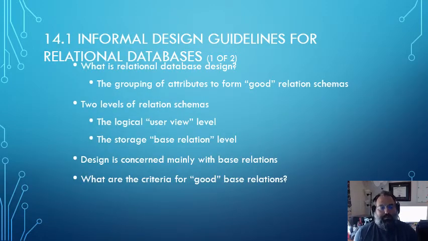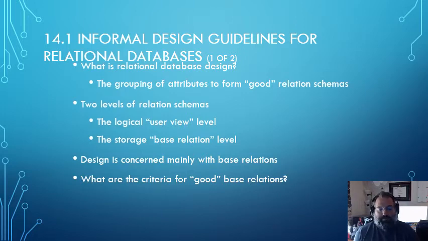14.1 is about informal design guidelines for relational databases. So what is a relational database design? It's basically the grouping of attributes to form a good relational schema. There are two levels of relational schemas: the logical, which is the user view, and the storage, which is the base relation level. The design is concerned mainly with base relations.